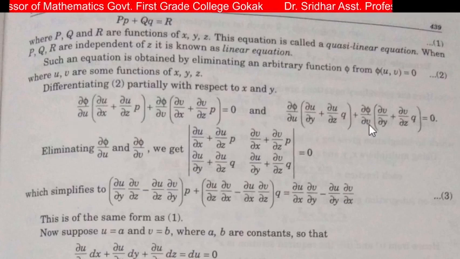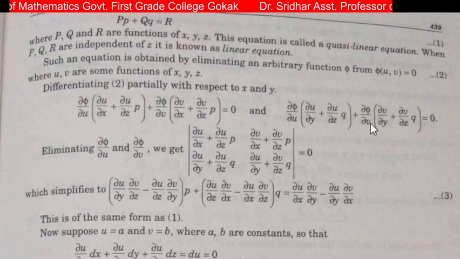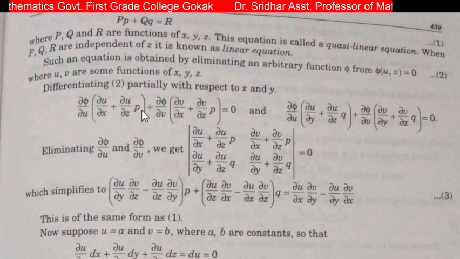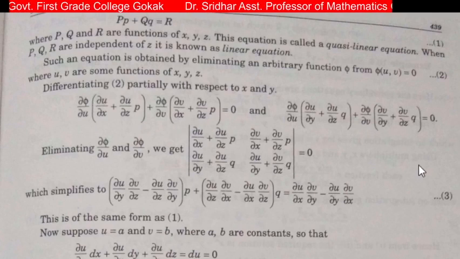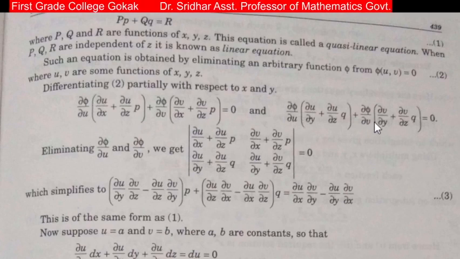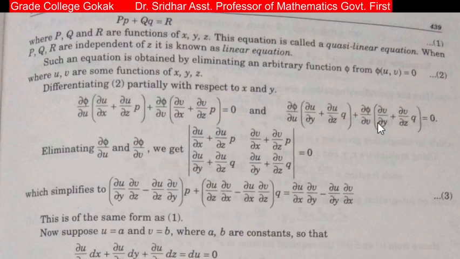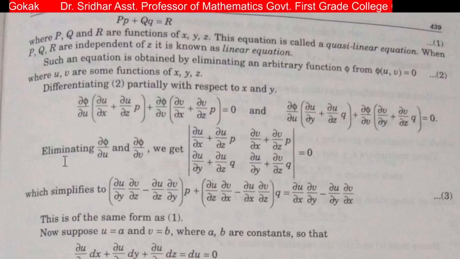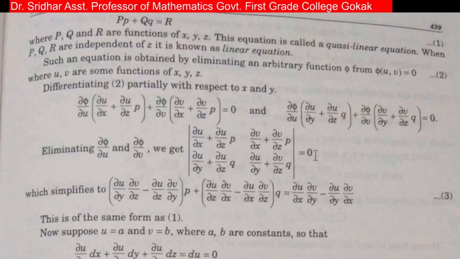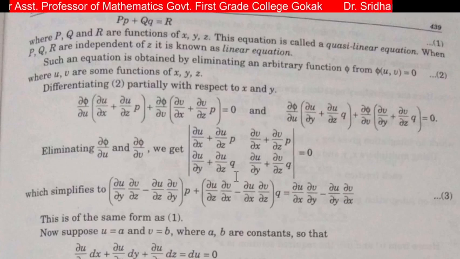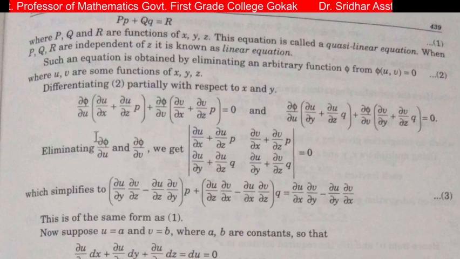These two equations are similar to simultaneous equations, where ∂φ/∂u and ∂φ/∂v are unknown. Here also ∂φ/∂u and ∂φ/∂v are unknown. So these are just similar to simultaneous equations. Therefore we eliminate ∂φ/∂u and ∂φ/∂v by applying the determinant method. So put the determinant and write the coefficients of these unknowns.